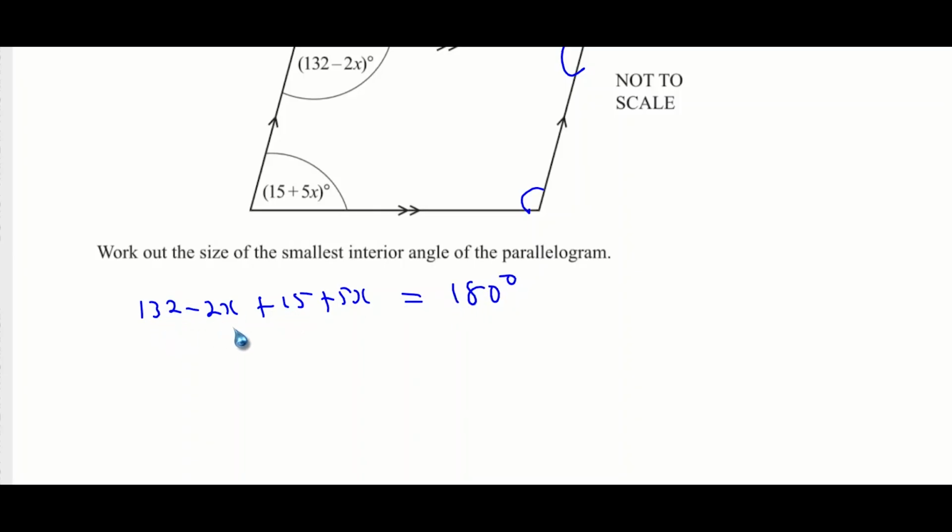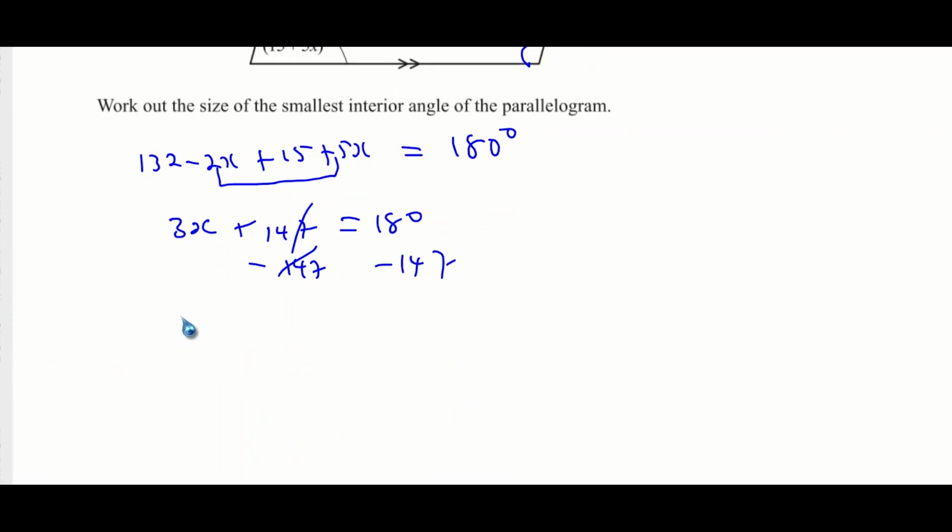So we can add this and this together. That will give us 3x. Then 132 plus 15 will give us 147, equals 180 degrees. Then subtract 147 from both sides. Then 3x equals 33, and x will be equal to 33 over 3, which is equal to 11.